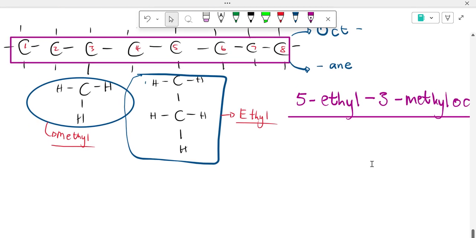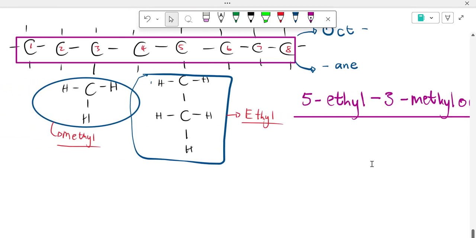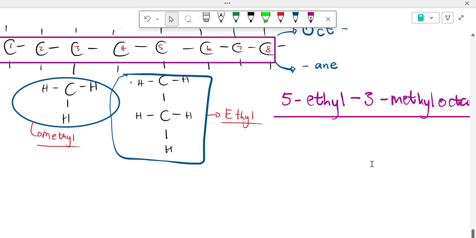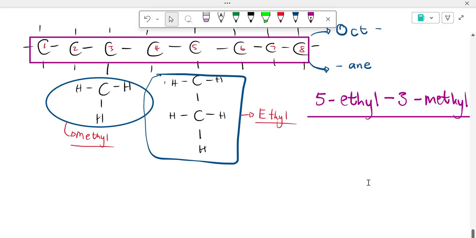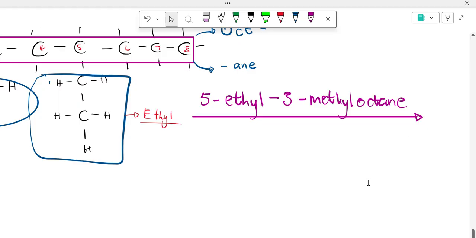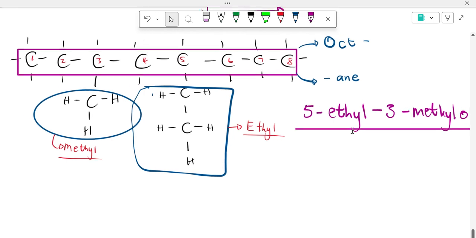So now, this is our IUPAC name. Let's quickly analyze it. The number 5 tells me that my ethyl is found on carbon number 5. The dash tells me that I'm separating a number from a word. The number 3 tells me that my methyl is on carbon number 3. The oct tells me that the longest chain is 8 carbons. And then my suffix is ane because I'm looking at an alkane.